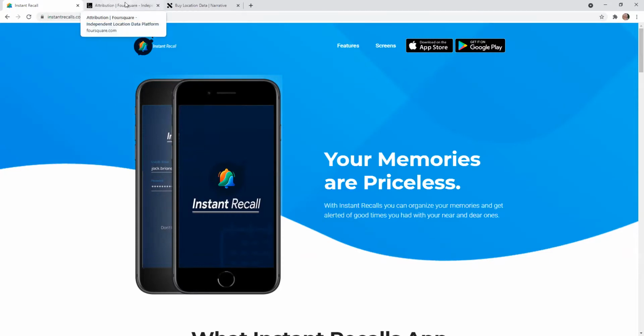So the way the app makes money is by selling anonymous location data, okay? And there's a lot of people that don't know what that means. It just means that once the app is installed on a phone, we don't know whose phone it is. We just know that phone is traveling from point A to point B, and that data is very valuable to a lot of companies, a lot of Fortune 100 companies.